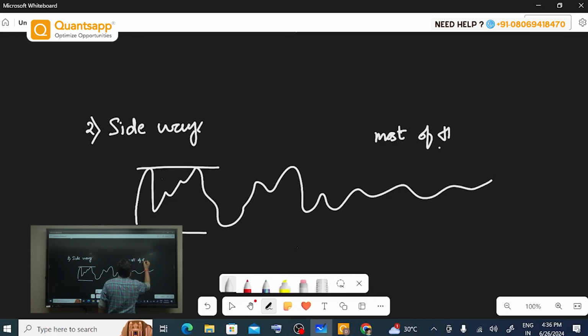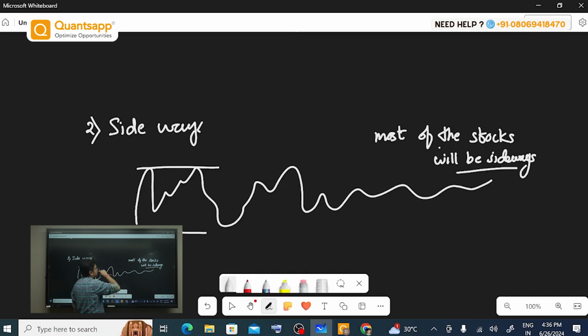Most of the stocks will be sideways, okay. So if the index is sideways, stocks will also be sideways.